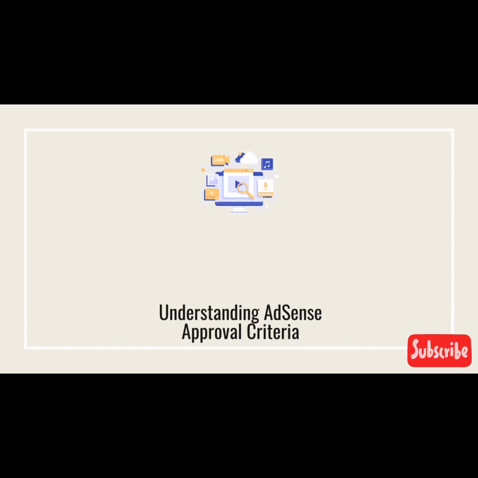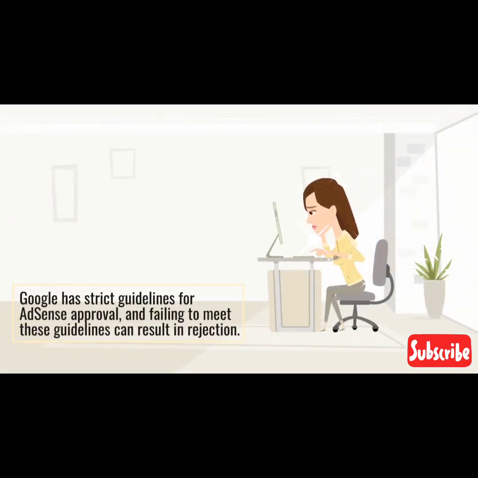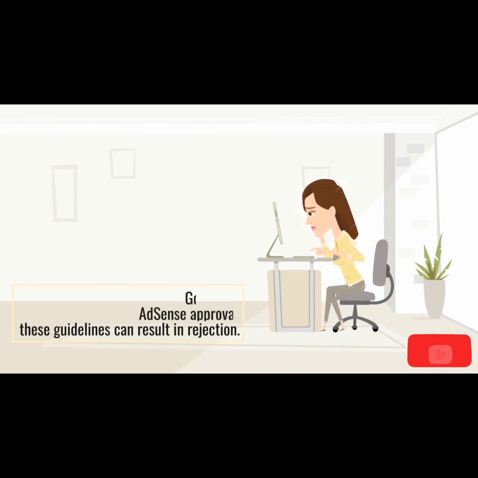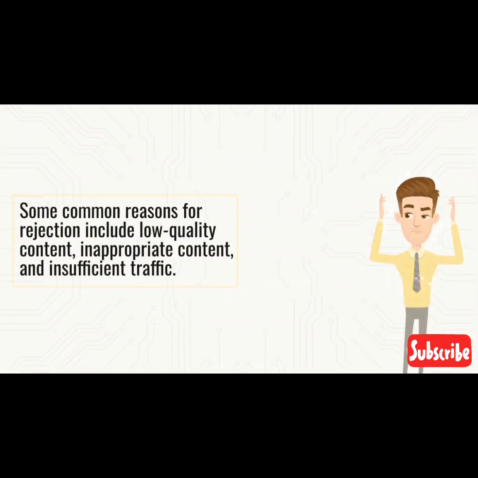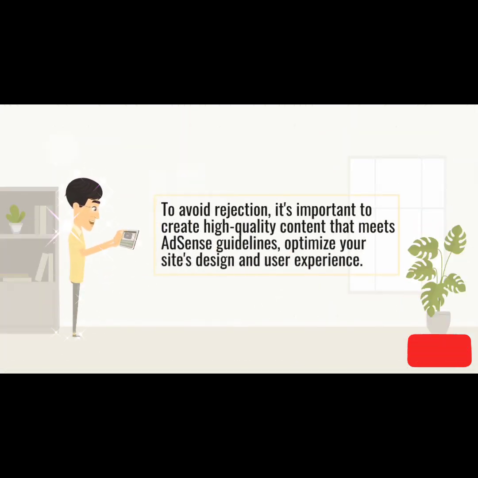Understanding AdSense approval criteria. The first step to getting approved for AdSense is to understand the approval criteria. Google has strict guidelines for AdSense approval, and failing to meet these guidelines can result in rejection. Some common reasons for rejection include low-quality content, inappropriate content, and insufficient traffic. To avoid rejection, it's important to create high-quality content that meets AdSense guidelines, optimize your site's design and user experience.